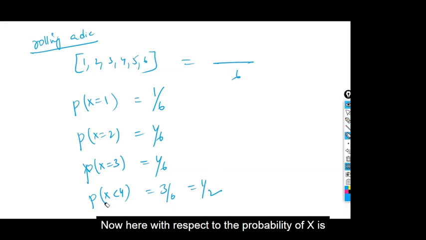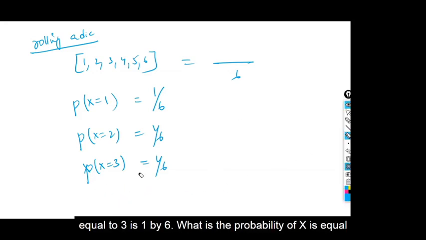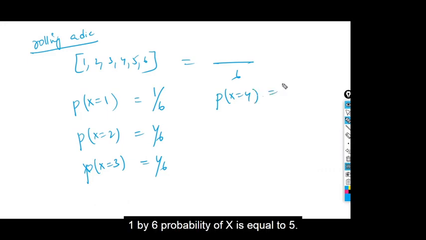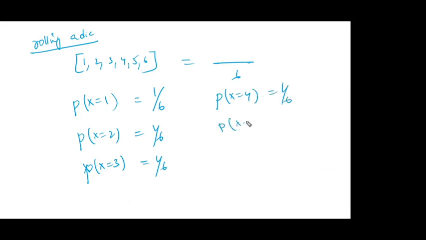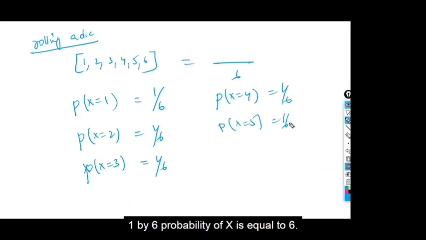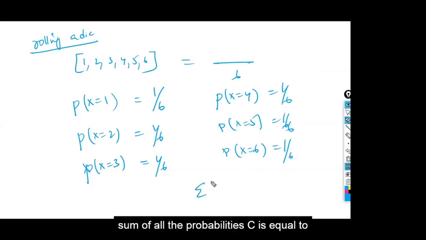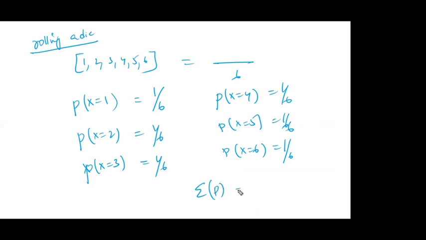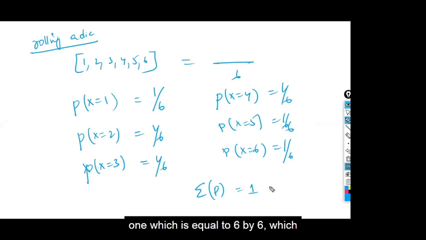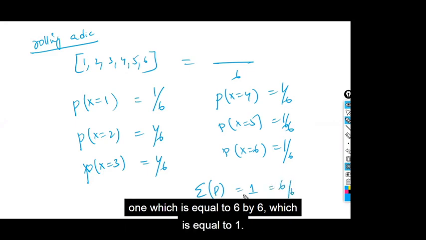Now, the probability of x equal to 3 is 1 by 6. What is the probability of x equal to 4? 1 by 6. Probability of x equal to 5? 1 by 6. Probability of x equal to 6? 1 by 6. If you do the sum of all the probabilities, it is equal to 6 by 6, which is equal to 1.